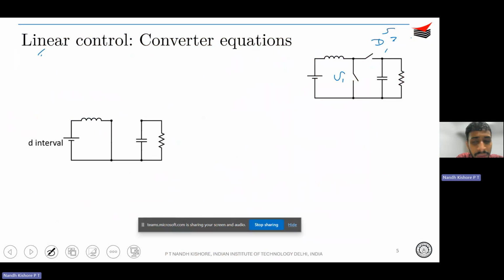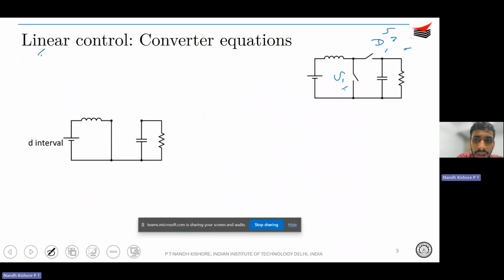So how does a converter behave? To understand the working of any converter, you split it and try to understand its working during the D interval when the switch is on and when the switch is off. The D interval or the duty interval is when the switch is on. So S1 is on and S2 is off. Right. So that's the idea.